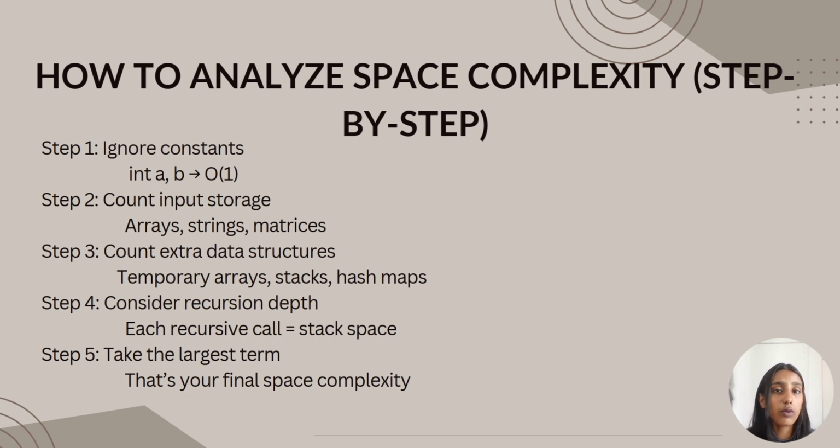So how can we analyze the space complexity? First of all, we ignore the constants, because if there are only constants, it means that the space complexity is O(1). Then we count the input storage, that is arrays, strings, matrices, and so on. Then we count the extra data structures like temporary arrays, stacks, or hash maps. And then we consider the recursion depth, since each recursive call requires stack space. Then we take the largest term, which would be the final space complexity.